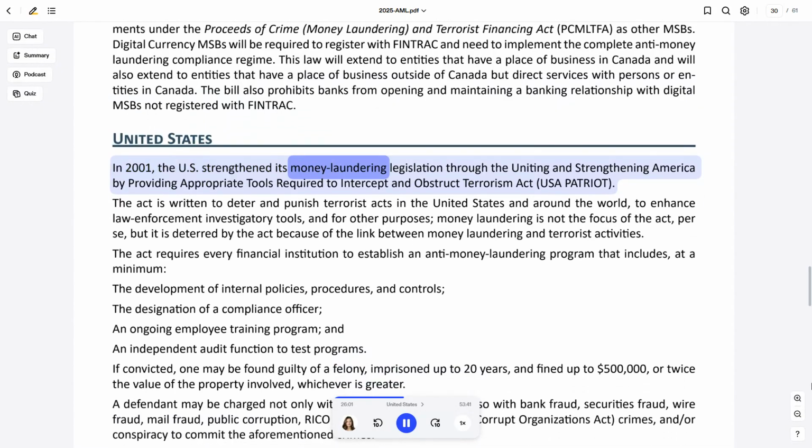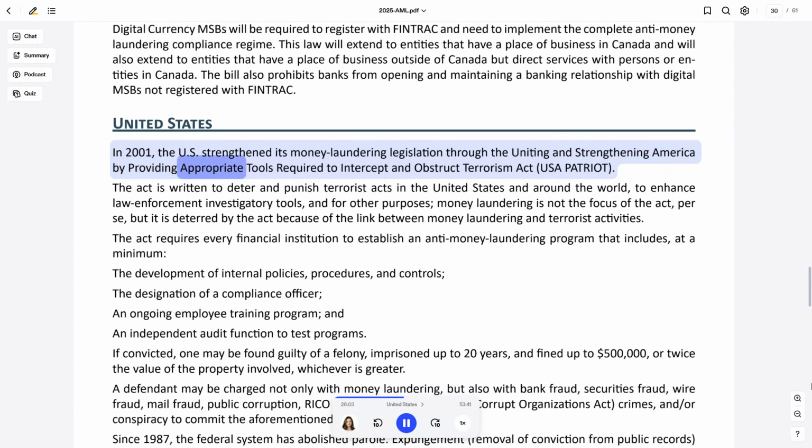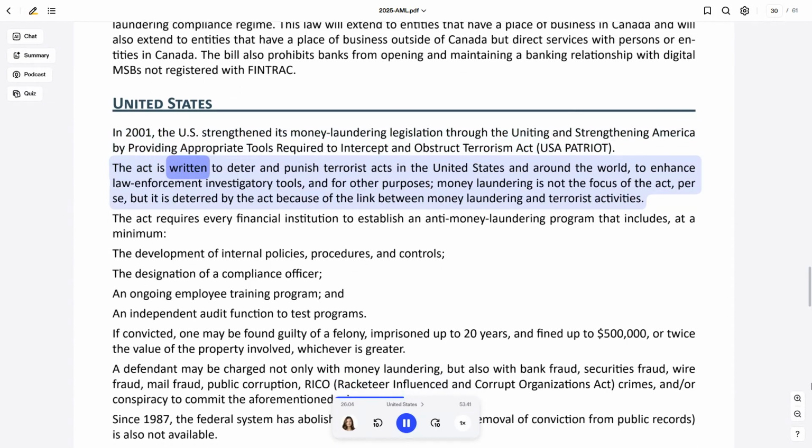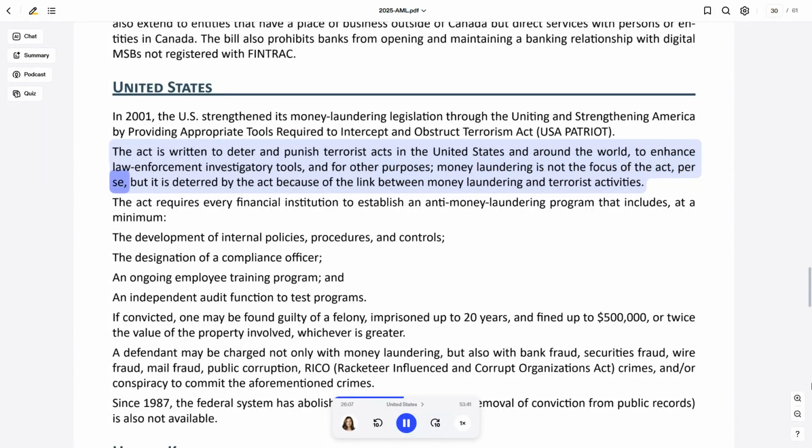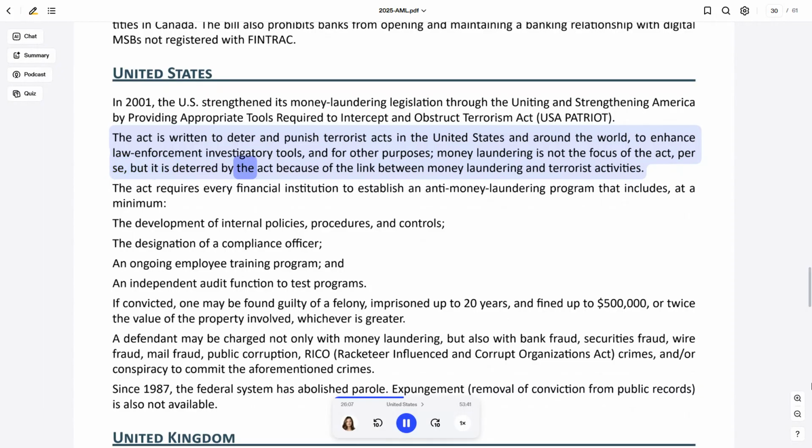strengthened its money laundering legislation through the Uniting and Strengthening America by Providing Appropriate Tools Required to Intercept and Obstruct Terrorism Act, USA PATRIOT Act. The act is written to deter and punish terrorist acts in the United States and around the world, to enhance law enforcement investigatory tools, and for other purposes. Money laundering is not the focus of the act per se, but it is deterred by the act because of the link between money laundering and terrorist activities.